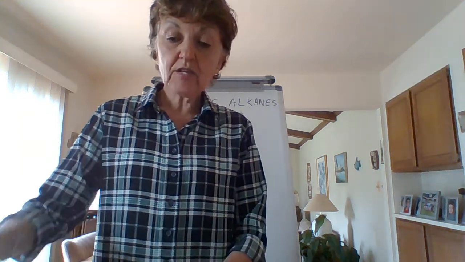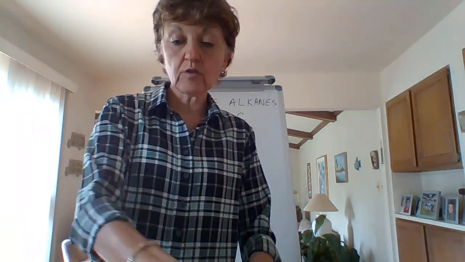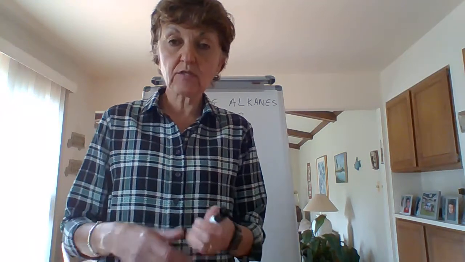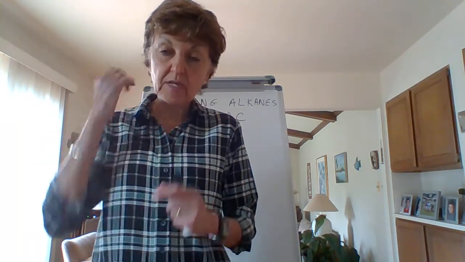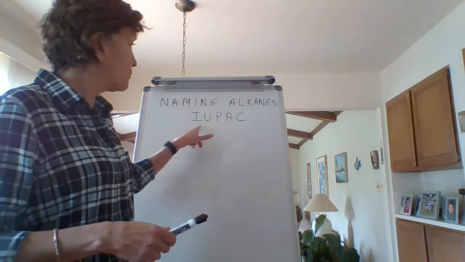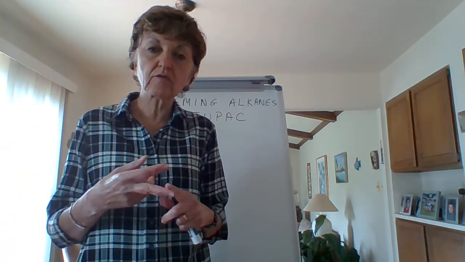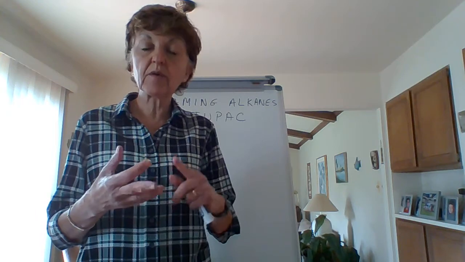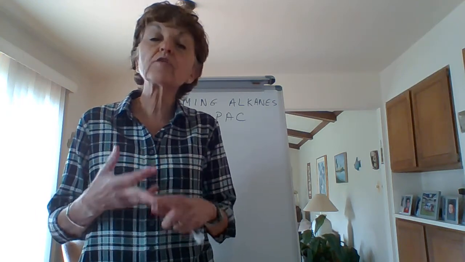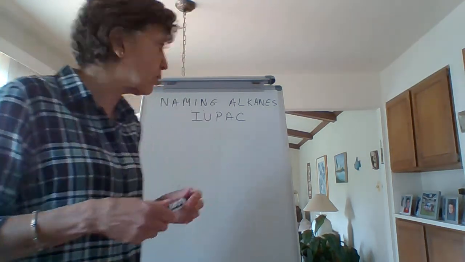So in this video, we are going to learn how to name alkanes using the IUPAC system, the International Union for Pure and Applied Chemists. There are two ways to name organic molecules. There's the common name and the IUPAC name. We're going to focus on the IUPAC name right now.